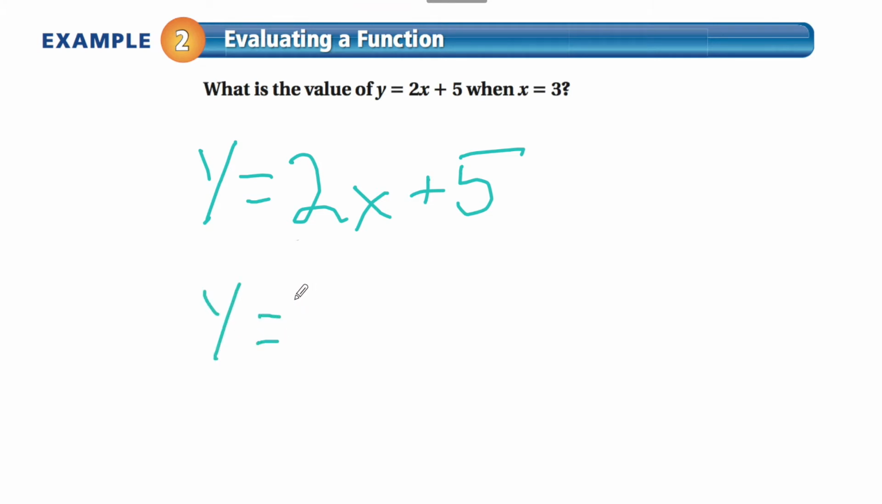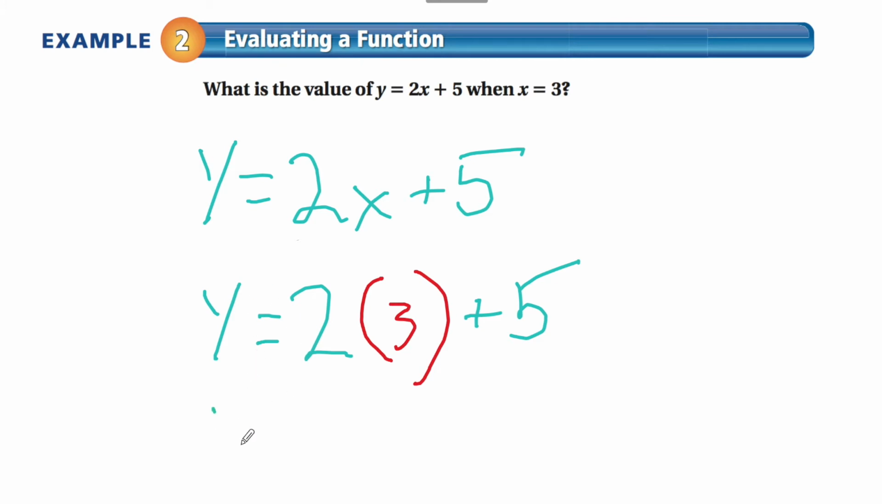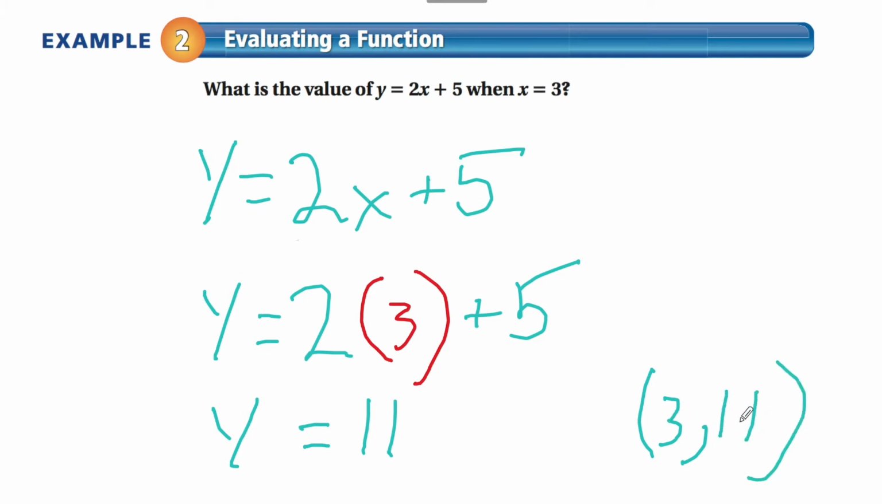Then we're going to substitute in 3 for x. So y equals 2 times 3 plus 5. I'll change the colors to make sure you know where we're at. We know that 2 times 3 is 6, plus 5 is 11. So y is equal to 11. So when x is 3, y is 11. We can write that as an ordered pair, x comma y.